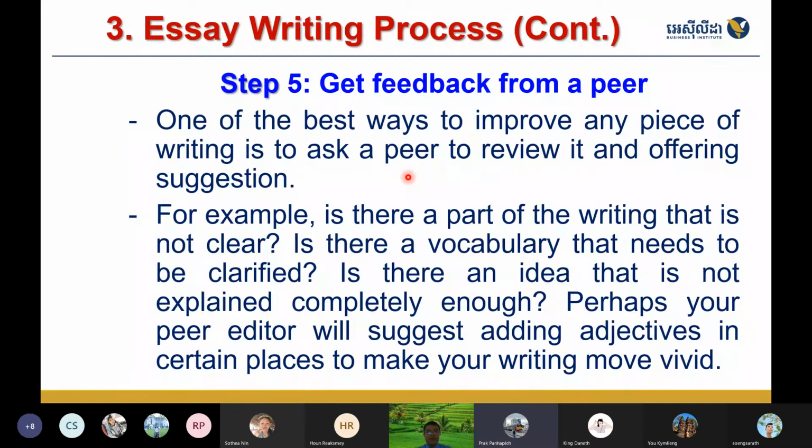Step 5. Get feedback from a peer. One of the best ways to improve any piece of writing is to ask a peer to review it and offer suggestions. For example, is there a part of writing that is not clear? Is there a vocabulary that needs to be clarified? Is there an idea that is not explained completely enough? Perhaps your peer editor will suggest adding adjectives in certain places that make your writing more vivid.